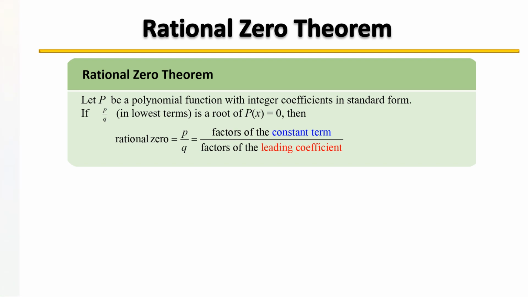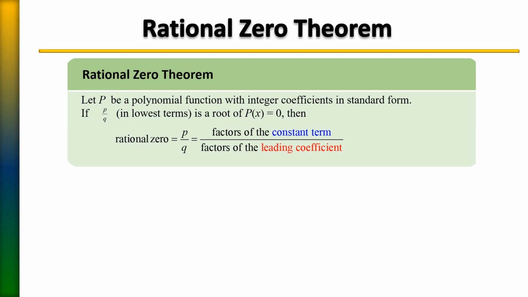Rational zero theorem. Let P be a polynomial function with integer coefficients in standard form. If p over q in lowest terms is a root of P of x, then the rational zero p over q, p is going to be the factors of the constant term and q is going to be factors of the leading term. So to understand it better, let's actually use a polynomial to illustrate this.